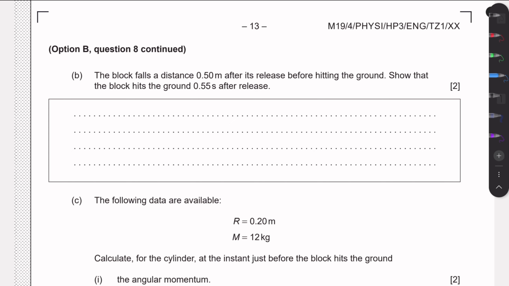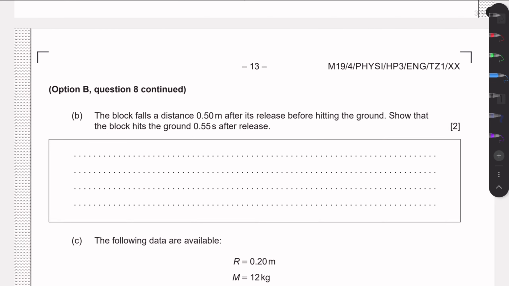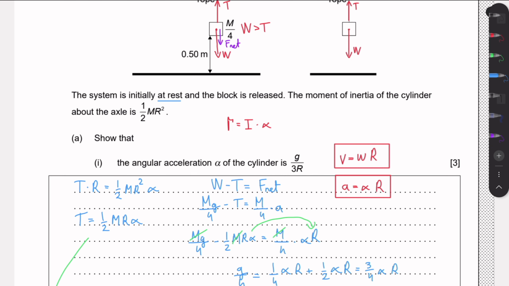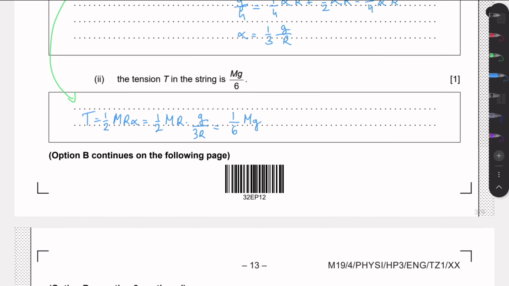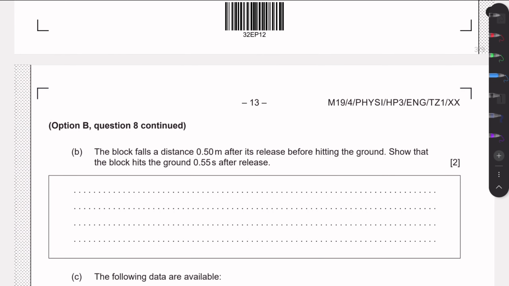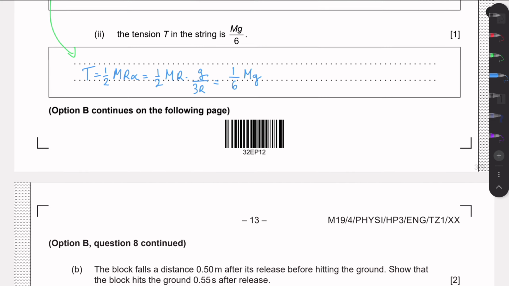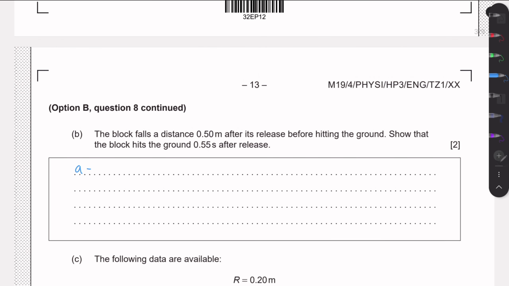And then we are told that the block falls a distance of 0.5 meters after its release before hitting the ground. Show that the block hits the ground 0.55 seconds after the release. So what we can do is find the acceleration of the block, as we know that the acceleration is just the angular acceleration times the radius.